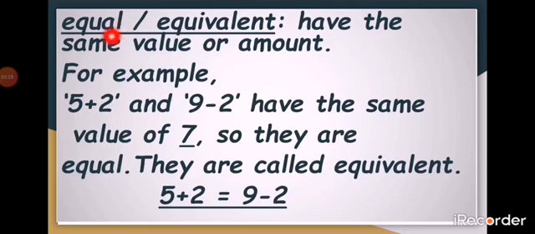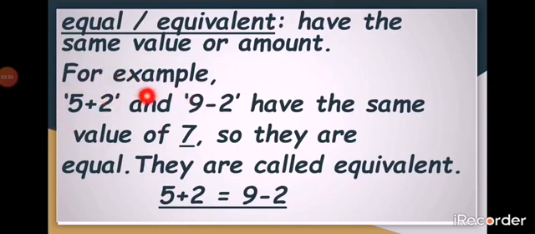Today's topic is about equal and equivalent. Equal and equivalent mean the same value or amount. For example, 5 plus 2 and 9 minus 2 have the same value of 7. So they are equal. They are called equivalent. And we will write them in this form: 5 plus 2 is equal to 9 minus 2.